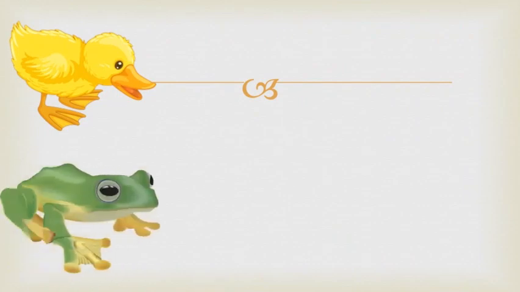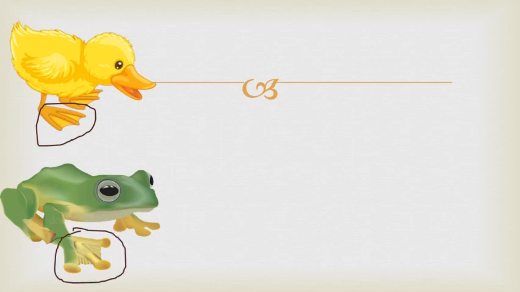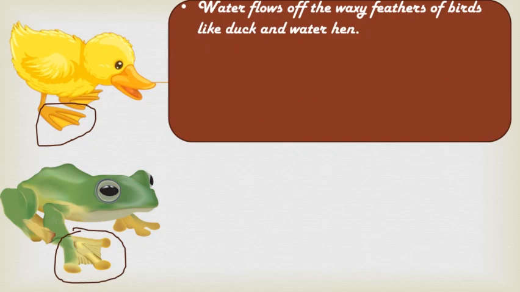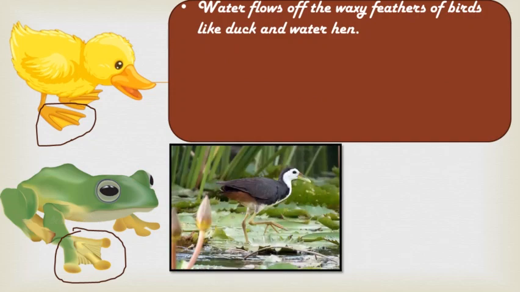Now as the frog and duck have webbed toes, they can use their legs like oars. You can see in between the legs of the duck and frog, the transparent web-like structure is there. They can use their legs like oars. Now what are oars? The oars are used to row or steer a boat through the water. Now water flows off the waxy feathers of birds like duck and water hen. So this is a water hen.